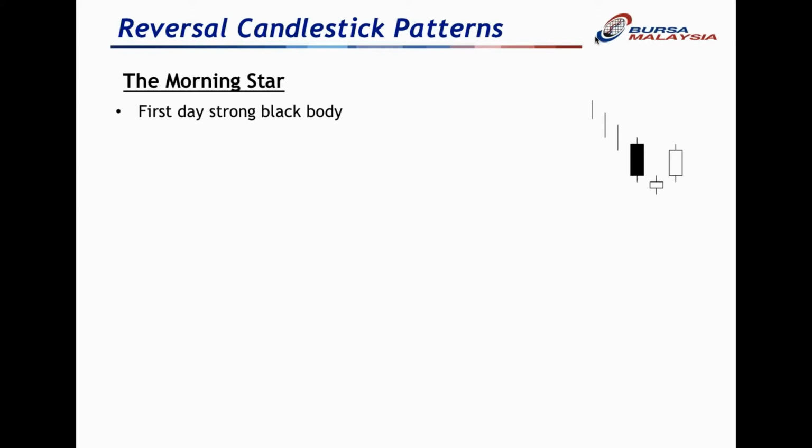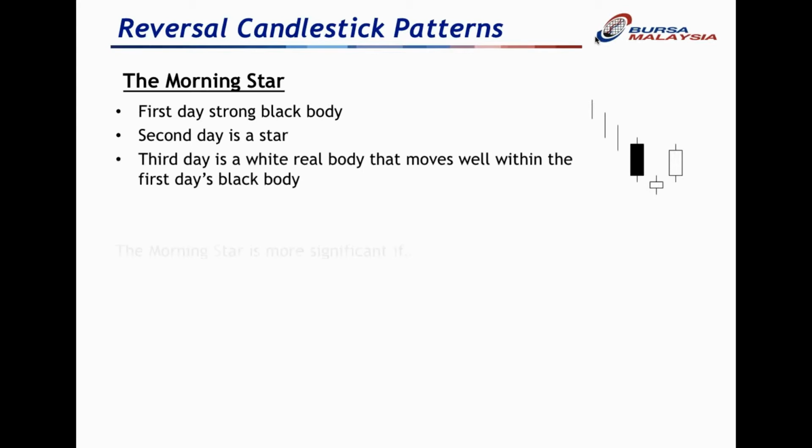On the first day we see a strong black body, like what we see on the screen. On the second day we see a star that gaps down from the prior day and doesn't move much, a small real body. And the third day is a white real body that moves well within the first day's black body. This is what we call a morning star.